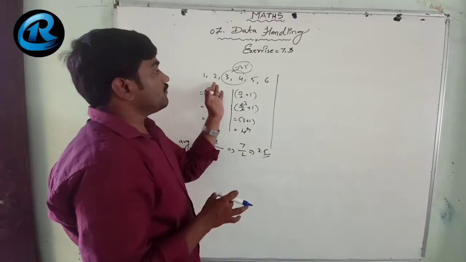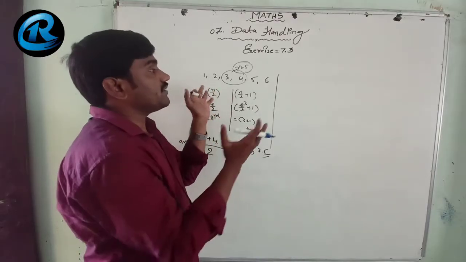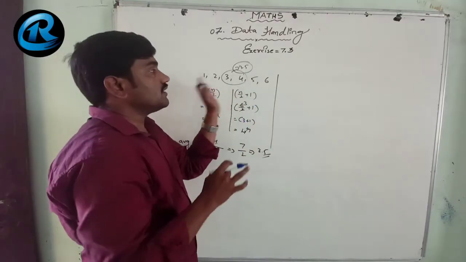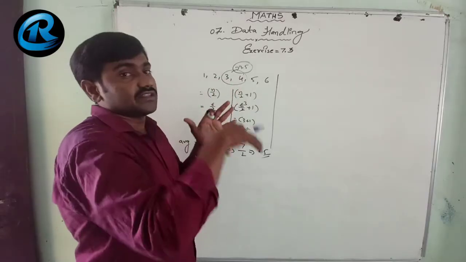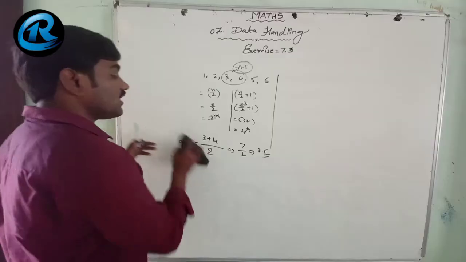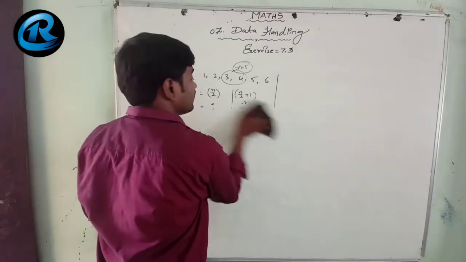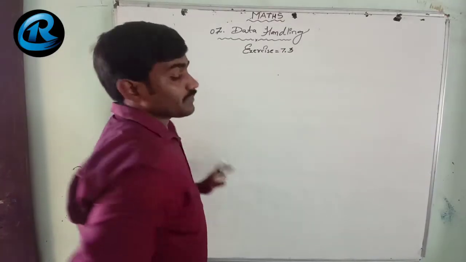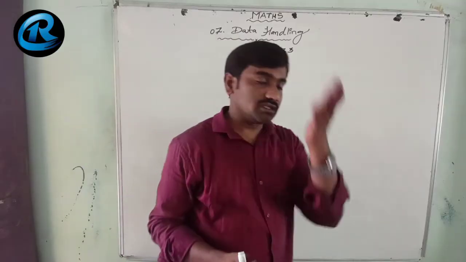So the median may come like that, or the median may be inside, or somewhere it is not given in the data also. The median may be in the given data or may not be in the given data. So this information will help us to do this exercise.